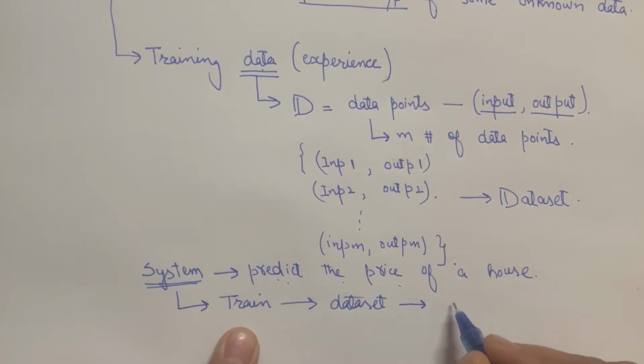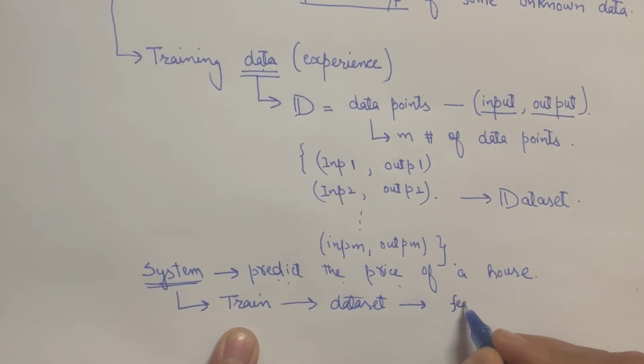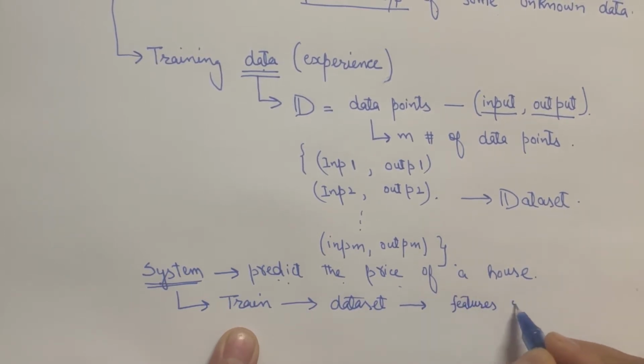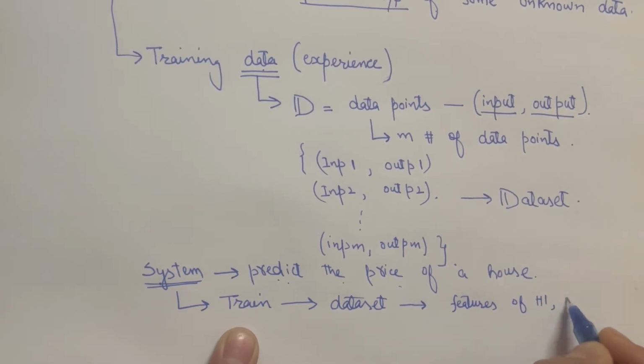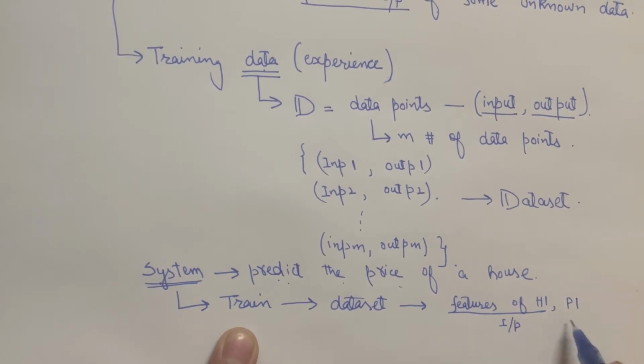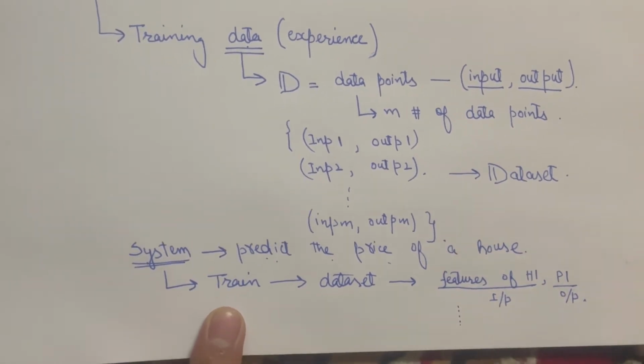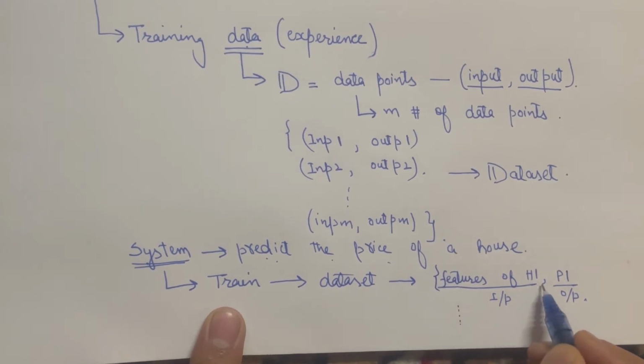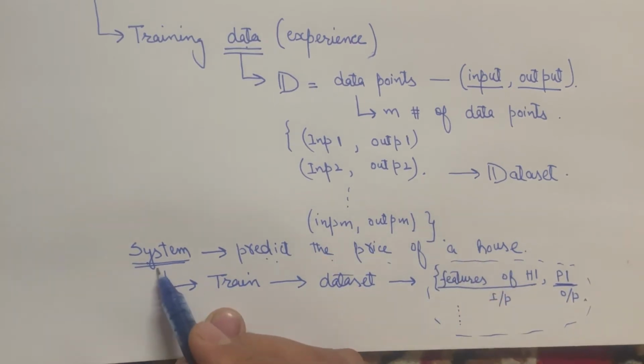It should contain the known data, or we can say various types of houses. For example, the features of house 1 and its price. So this is the known, this is the input, and this is the output. This is one type of house. Likewise, we may have multiple such data points already available with us. So we have features of houses and their associated price. Then using this particular data set, we train this system.